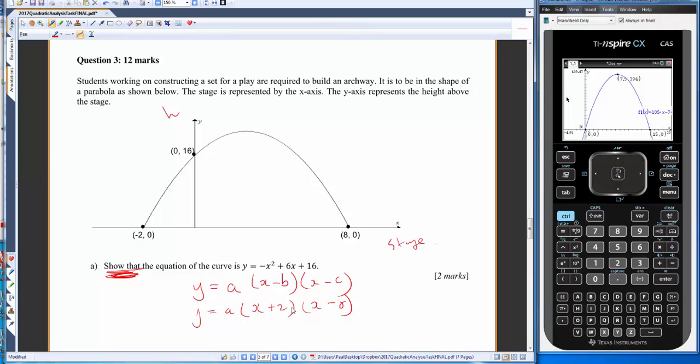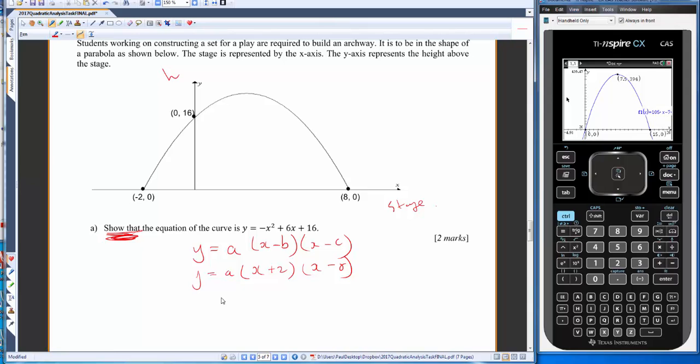We know this, okay? So we can fill these in. What we don't know is the dilation factor, although we do know that the parabola has been inverted. So I know that a is going to be negative, but that'll take care of itself later. Alright, so to find a, I need to sub in a value, and it can be any value that I'm given. I could do negative 2, 0, or 0, 16, or 8, 0. I'm just going to do this one here. It's just the easiest value, okay?